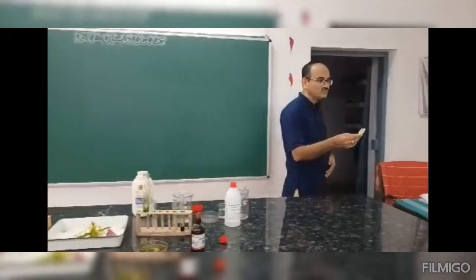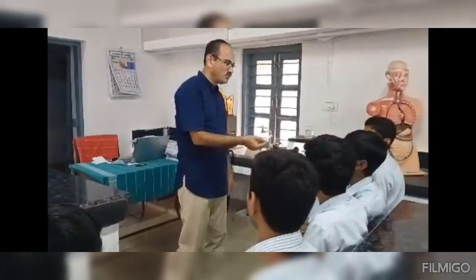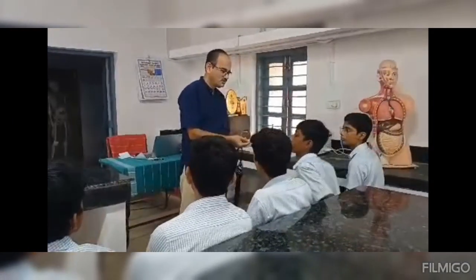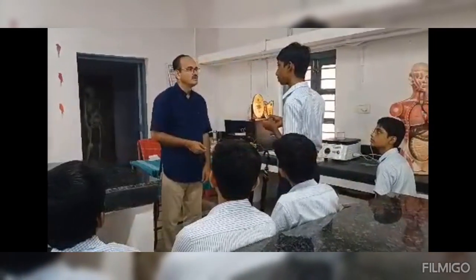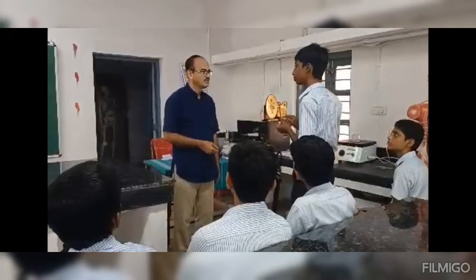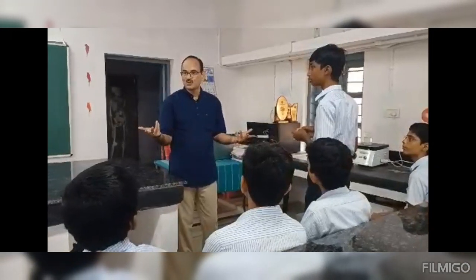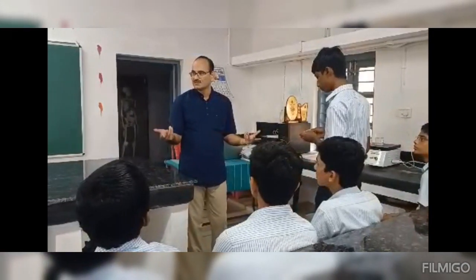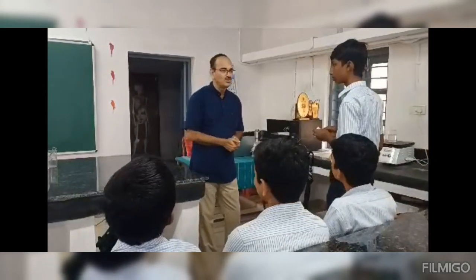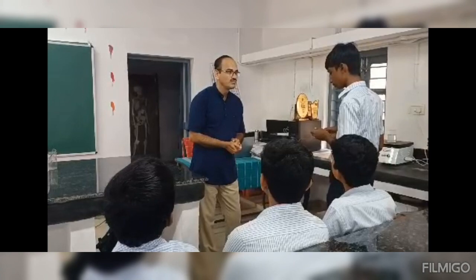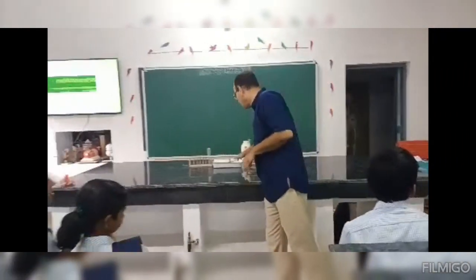How will you do it? What steps will you follow for this leaf? You can take this leaf. You will put iodine first because this is white. It is white in color, so you need not do the alcohol step. We are putting iodine directly. No need of alcohol. Why don't we need alcohol? It is already white in color. Very good.